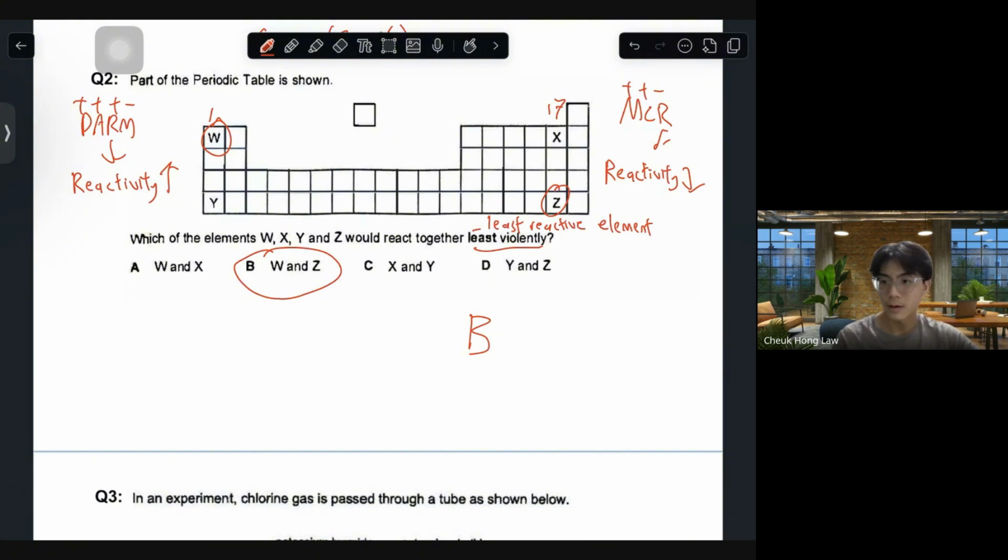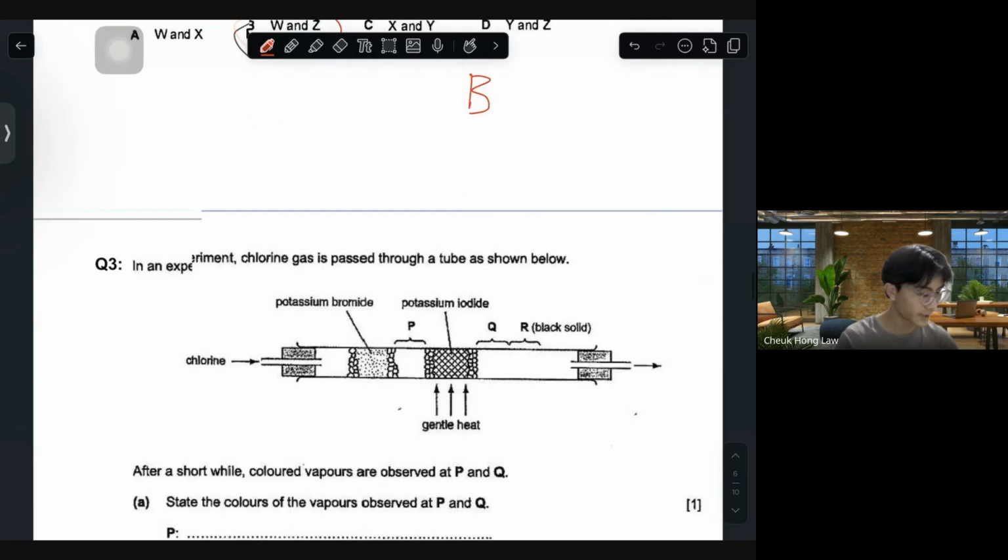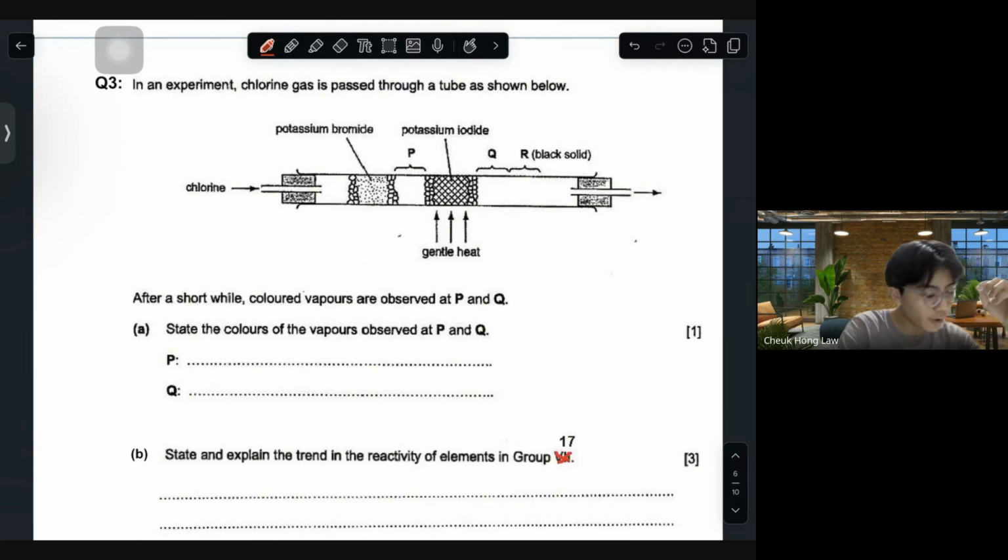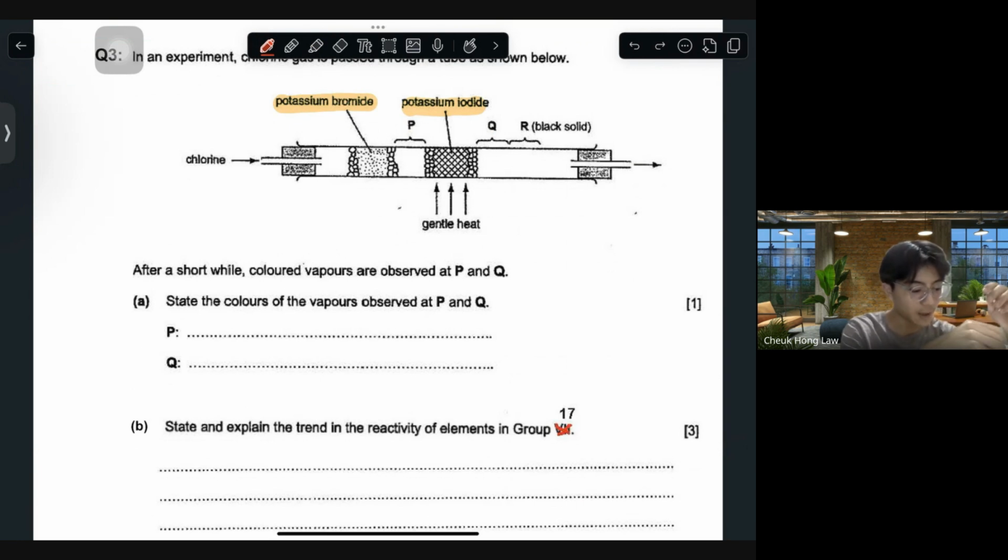Okay, now let's look at question 3. In an experiment, chlorine gas is passed through a tube as shown below. So the tube shows chlorine gas being passed through potassium bromide and potassium iodide. Then there's some gentle heating here to help a reaction to happen. After a short while, colored vapors are observed at P and Q. P is over here, Q is over here. State the colors of the vapors observed at P and Q.